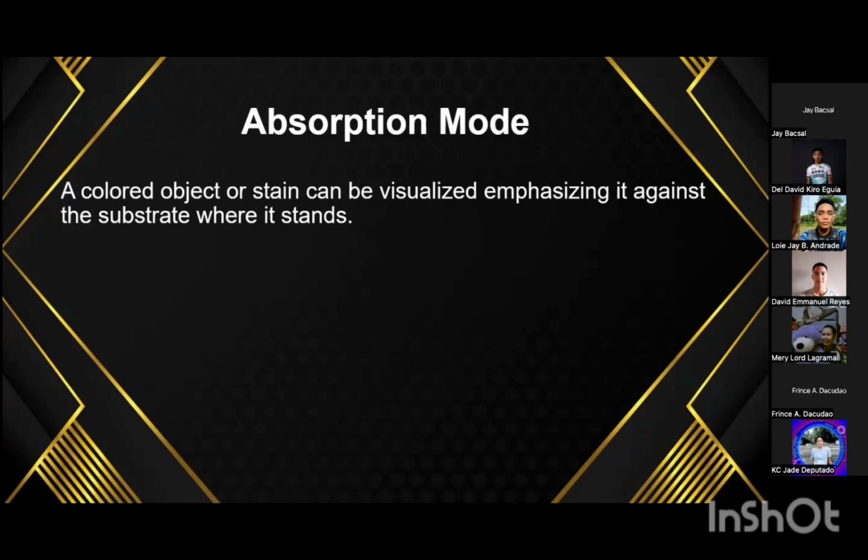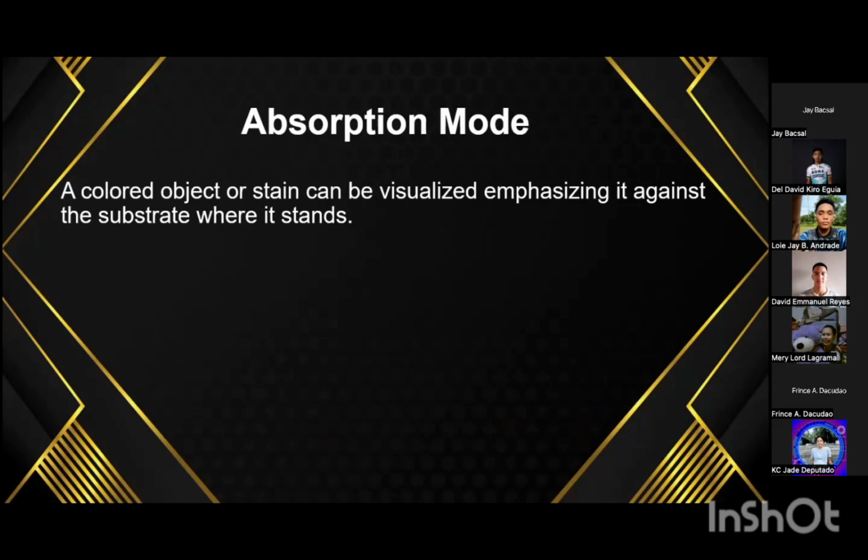Absorption mode. A colored object or stain can be visualized by emphasizing it against the substrate where it stands. If there is a chromatic difference between the trace and its substrate, then it is possible to enhance it with photographs in the absorption mode. The best approach is illuminating the surface with monochromatic light obtained by a suitable filter. Working in the dark is suggested for the best result.